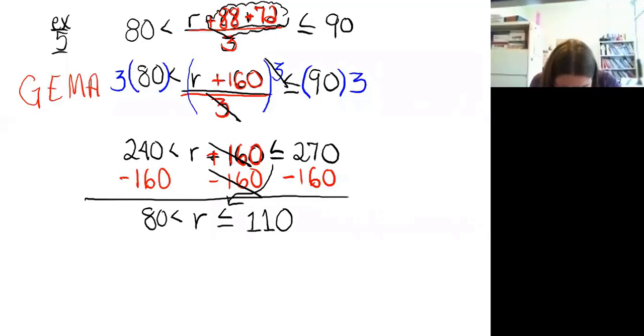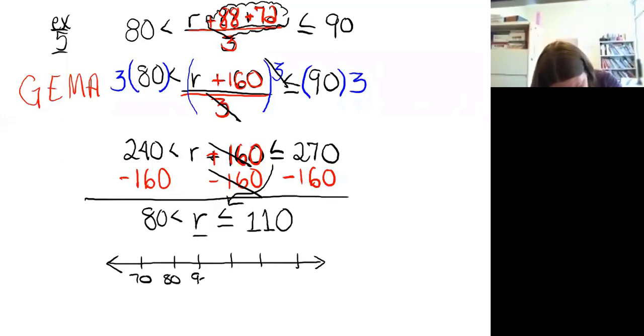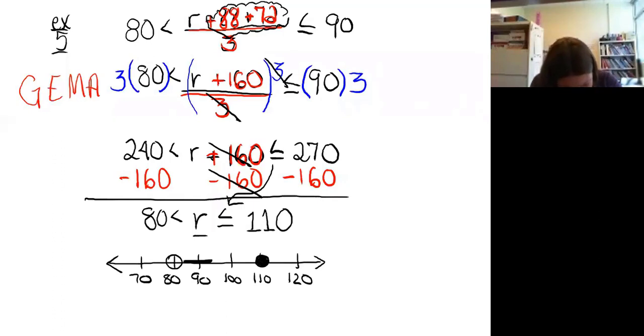And so what I just learned is that 80 is smaller than R, or if you want to talk about R, then R is bigger than 80. And R has to be less than or equal to 110. So in other words, R is between 80 and 110. So I think I'll do 70, 80, 90, 100, 110, 120. So 80 is strictly less than R, so we'll have an open dot. 110 now, we have that less than or equal to sign, and R is somewhere in the middle of those two.